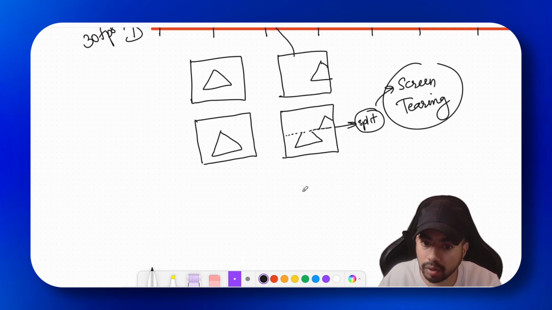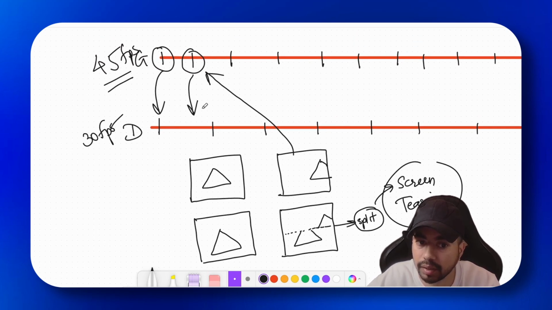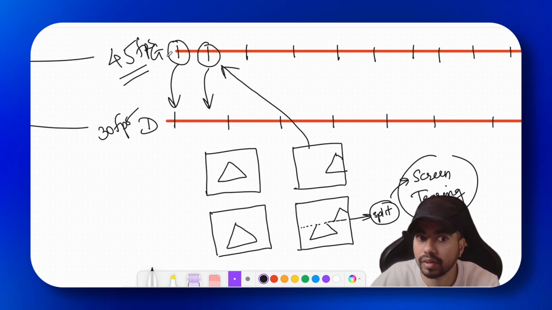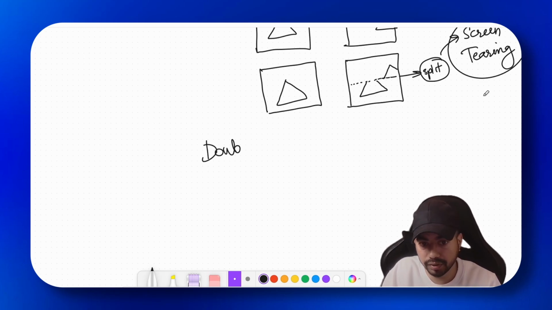Now, how does Vsync solve this issue? We know that this issue is majorly because there are frames in between the refresh cycle of the display. What if we match the frame rate of our game with the refresh rate of our display? If the frame rate of the game and the refresh rate of the display both are matched, then they would work synchronously and would avoid these kind of splitting artifacts, which is again screen tearing artifacts. There are different ways in which the GPU implements Vsync. One of them is double buffer.